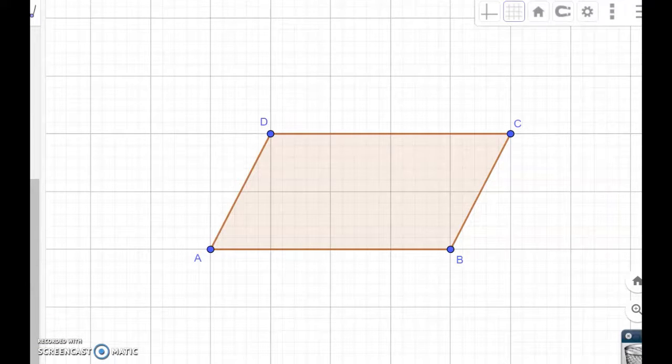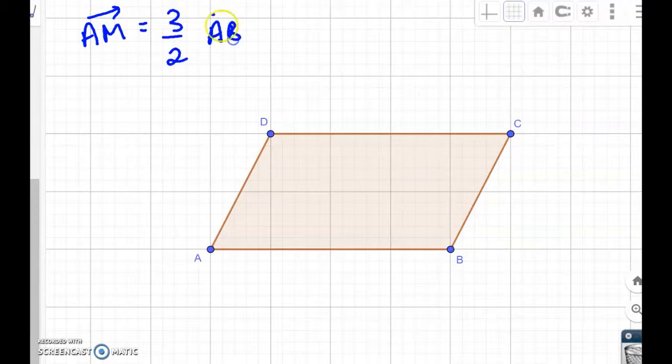So we want to have AM equal to 3 over 2 AB. So since we have vector AM a multiple of vector AB, this means that AM and AB have the same direction. Also, since 3 over 2 is positive, it means they have the same sense. So AM and AB share a common point A. They have the same direction and same sense, but the magnitude of AM is 1.5 or 3 over 2 times that of AB. So we look at vector AB.